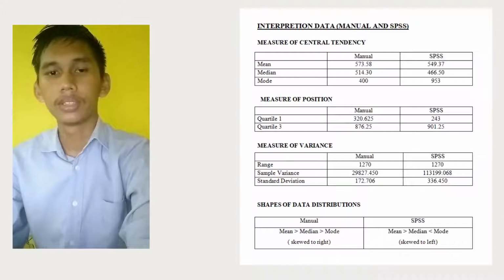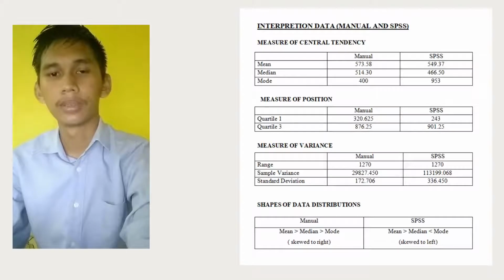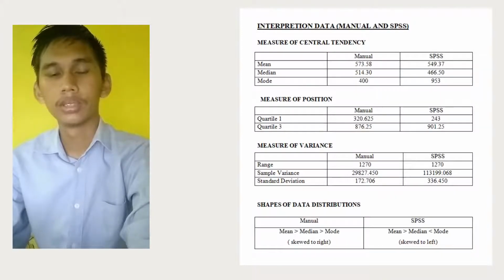For the measure of central tendency and measure of position, we get different results using the manual method and SPSS. For measure of variance, we get different results for sample variance and standard deviation, but we get the same result for range, that is 1270. For shape of data distribution, using the manual method we get skewed to the right, but we get skewed to the left using SPSS.